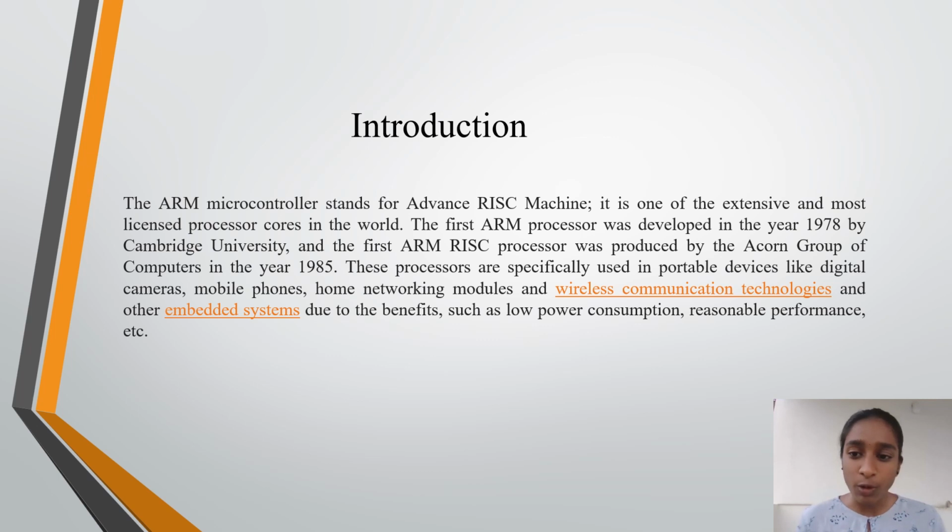The first ARM processor was developed in the year 1978 by Cambridge University, and the first ARM RISC processor was produced by the Acorn Group of Computers in the year 1985. These processors are specially used in portable devices like digital cameras, mobile phones, home networking modules, wireless communication technologies and other embedded systems due to benefits such as low power consumption, reasonable performance, etc.